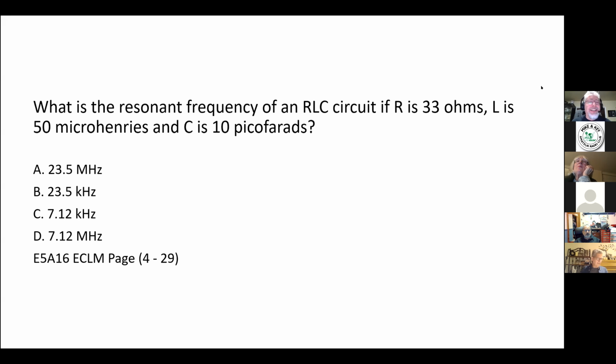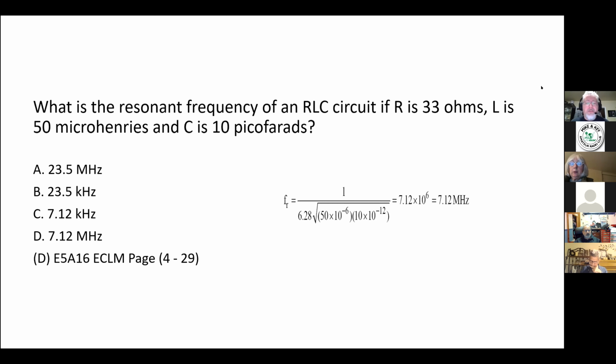What is the resonant frequency of an RLC circuit if R is 33 ohms, L is 50 microhenries, and C is 10 picofarads? A, 23.5 megahertz, B, 23.5 kilohertz, C, 7.12 kilohertz, or D, 7.12 megahertz? Delta is correct. And there's the math for that one.